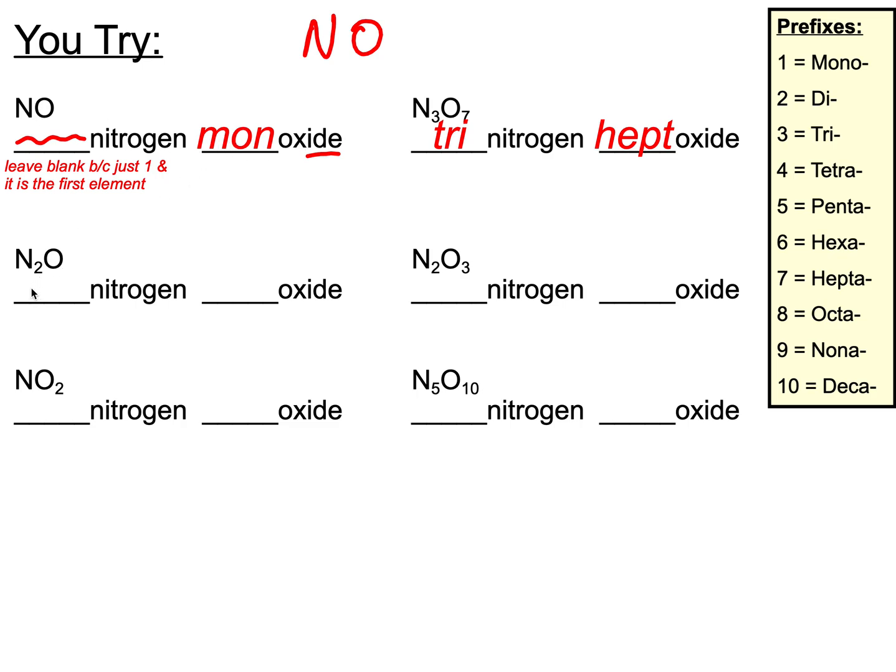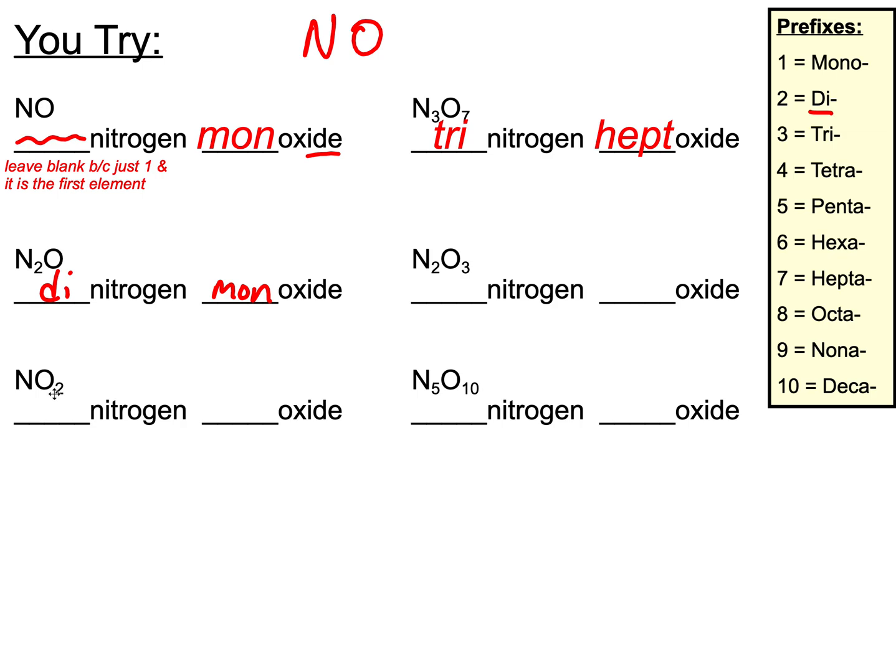The next one, I've got nitrogen, there's 2 of them, and 1 oxygen. So I want to indicate that there's 2 nitrogens. So I look at my prefix. What's the prefix for 2? Di. So I write dinitrogen. That's all one word, dinitrogen. And then there's only 1 oxygen. So just like before, I write monoxide. Dinitrogen monoxide.